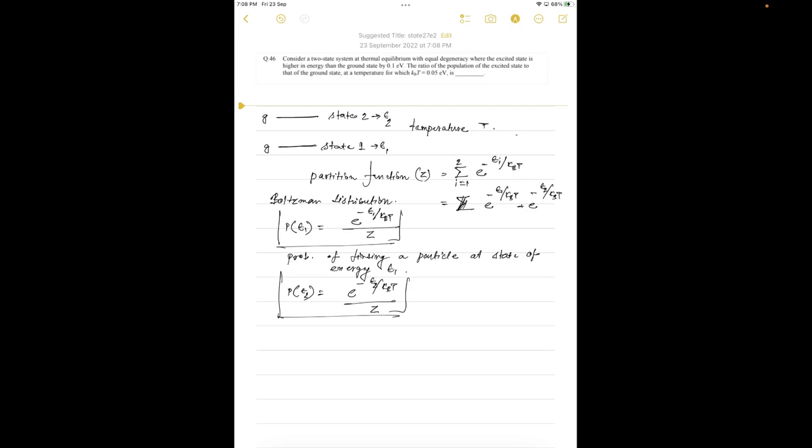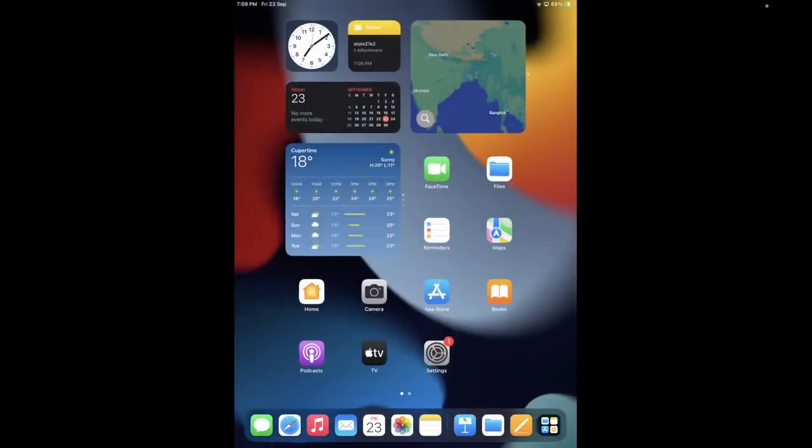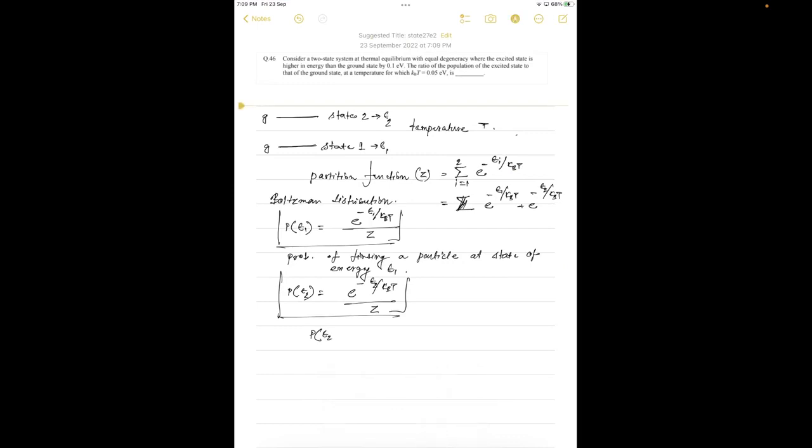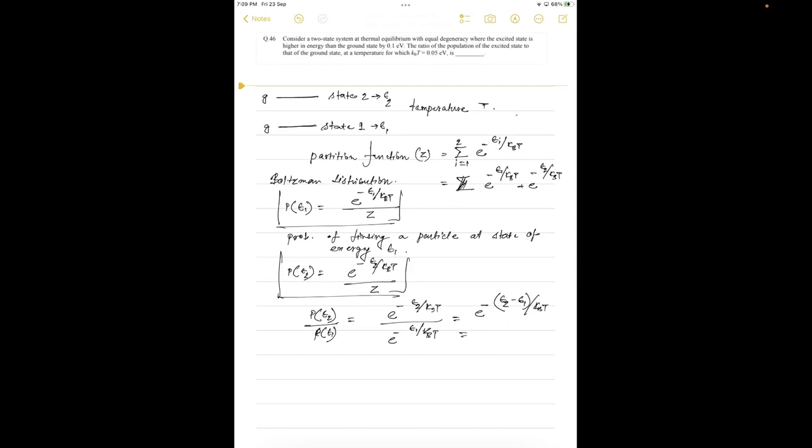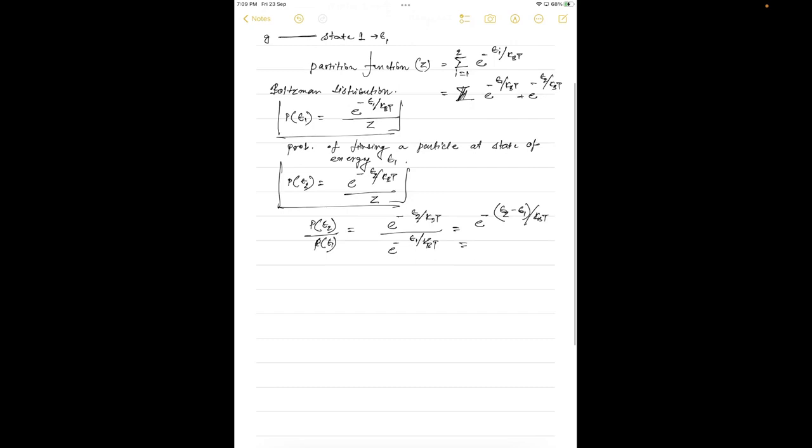Now we have to find the ratio. The ratio of population of the excited state to the ground state will be equal to P of epsilon 2 divided by P of epsilon 1, which is e to the power minus epsilon 2 over kBT divided by e to the power minus epsilon 1 over kBT. The partition function Z will cancel out, so it is e to the power minus (epsilon 2 minus epsilon 1) divided by kBT, right? Epsilon 2 minus epsilon 1 is the energy difference between state 1 and state 2, which is given here as 0.1 electron volt, and kBT is also given as 0.05 electron volt. So you just put these values here, 0.1 electron volt divided by 0.05 electron volt.